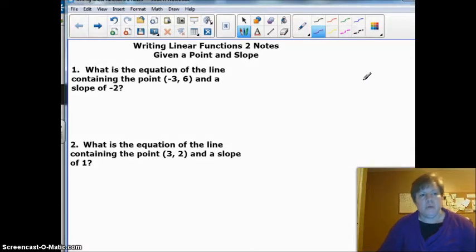Okay, so today we're going to talk about writing linear functions 2. We're going to do a few problems and then you're going to work on your writing linear functions 2 worksheet.